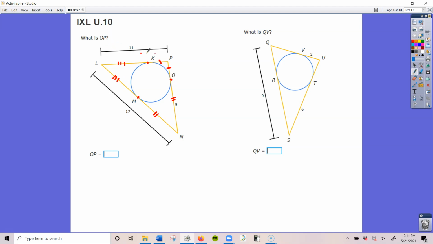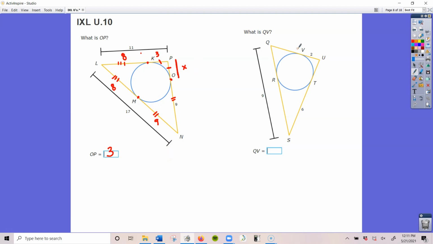We're trying to find OP, which is this one, so I'm going to call that X. Now this is what you need to do. If this is 9, then this side is 9. They tell you that all of this is 17, so to get this piece here, 17 minus 9 is 8. If this is 8, this is 8. Here they tell you that the whole thing is 11. So if this is 8, that means that this is 3. And if this is 3, that means that OP is also 3.